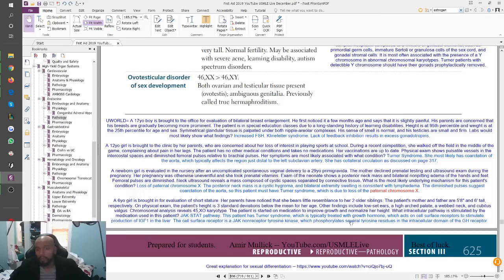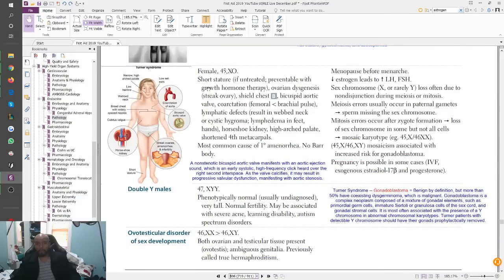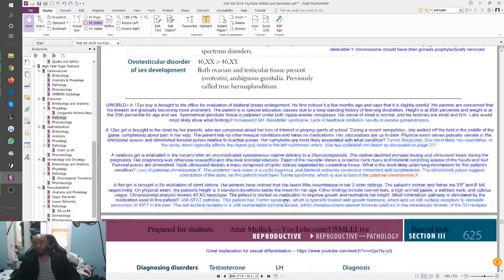This patient has Turner syndrome, typically treated with growth hormone, which acts on the cell surface receptor to stimulate the production of IGF-1 in the liver. The cell surface receptor is a JAK non-receptor tyrosine kinase, which phosphorylates several tyrosine residues in the intracellular domain of the growth hormone receptor. That IGF-1 later on is going to use MAP kinase. But the thing used for treatment is growth hormone. When you give growth hormone to treat them, everything else that's wrong is going to stay wrong, but at least we can help the girl be a taller girl. That growth hormone uses JAK-STAT.